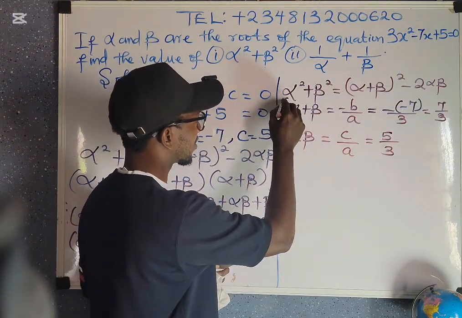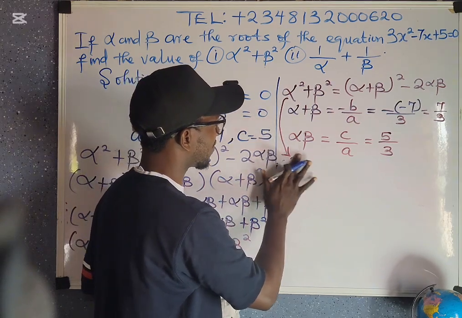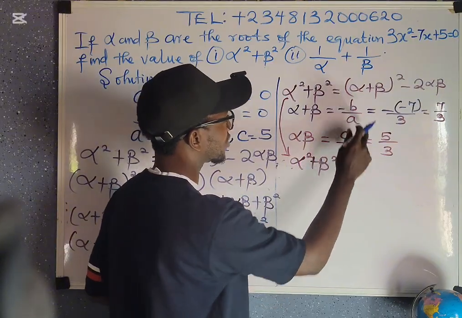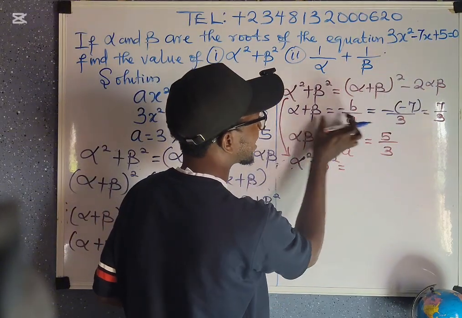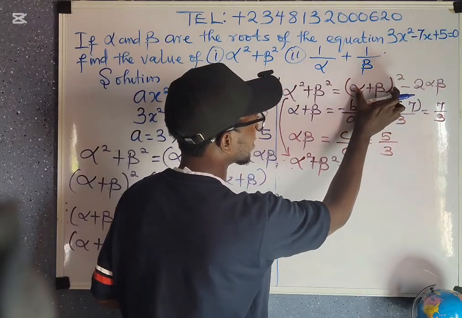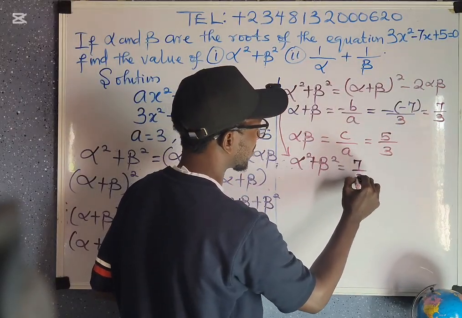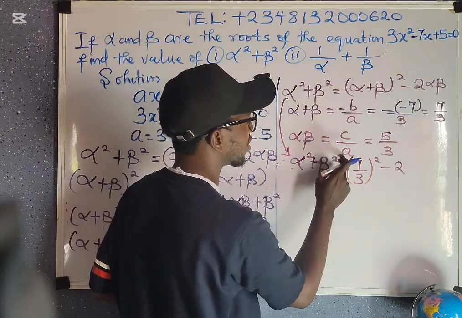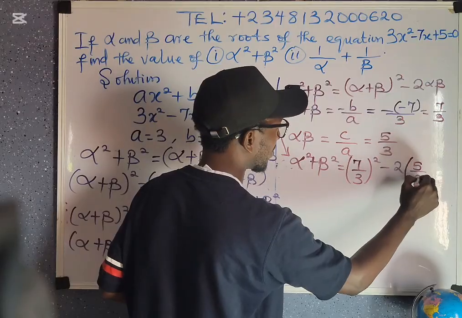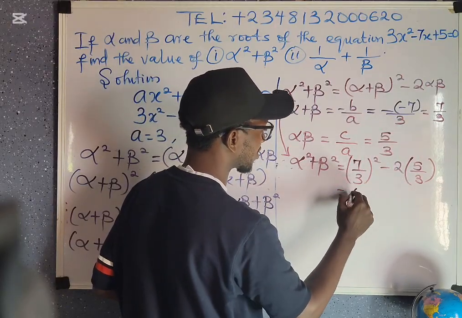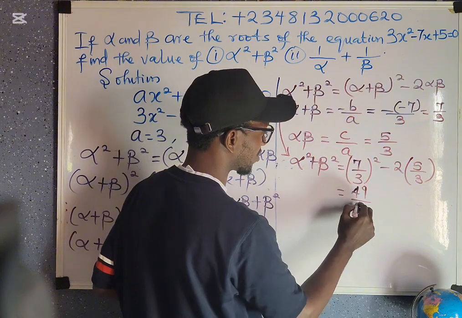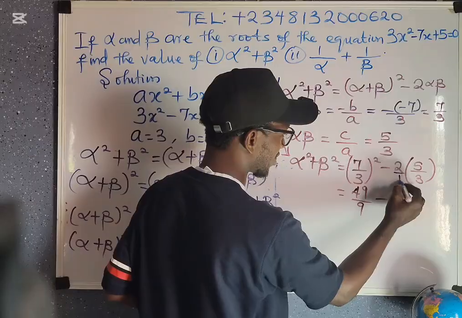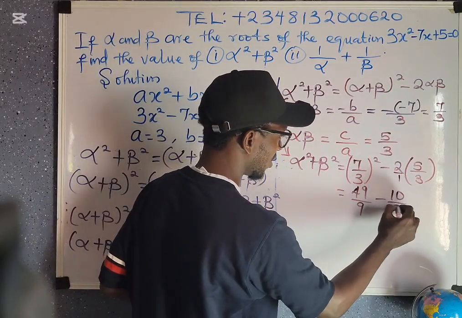So back to this. We can then say that alpha squared plus beta squared is equal to, now alpha plus beta all squared is minus b over a, which is 7 over 3. So substitute it here. We have 7 over 3 all squared minus 2 times alpha beta, which is c over a, and that is 5 over 3. So 7 squared is going to give us 49. 3 squared is going to give us 9, minus, if 2 should multiply 5 over 3, remembering that 2 is the same as 2 over 1, this is 10 over 3.